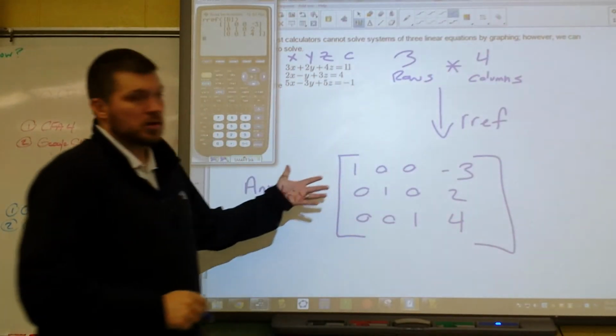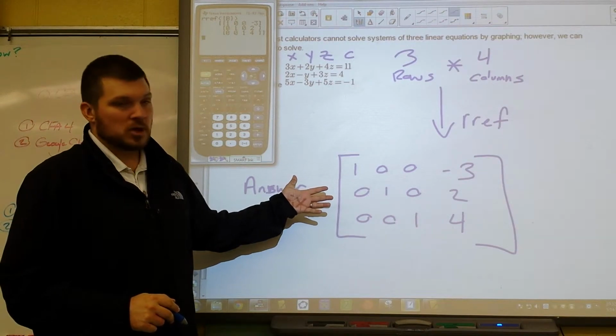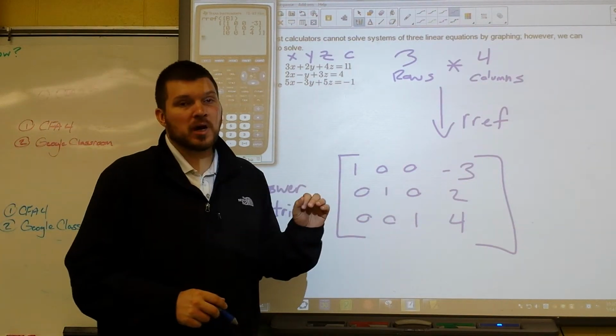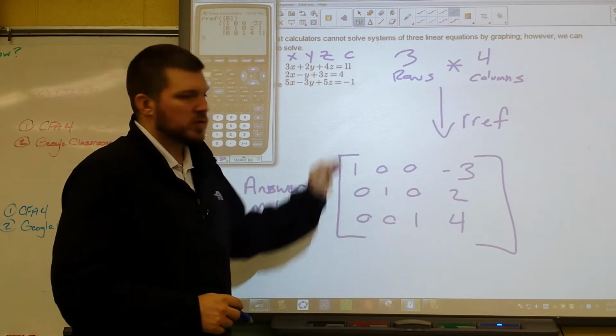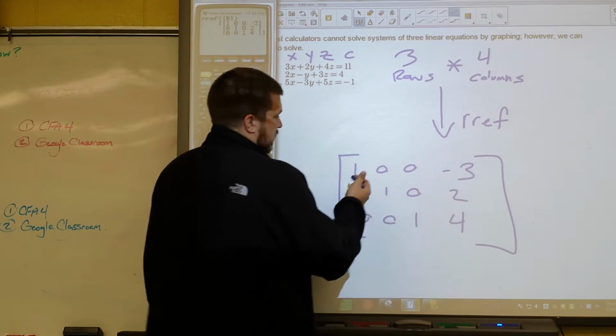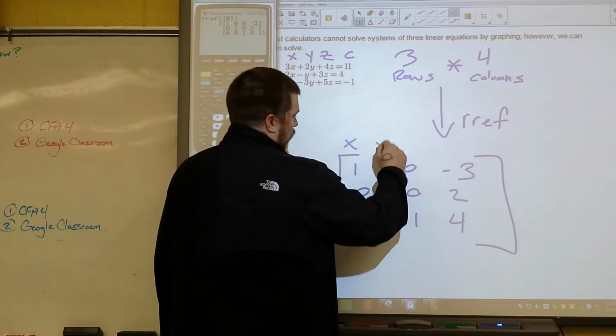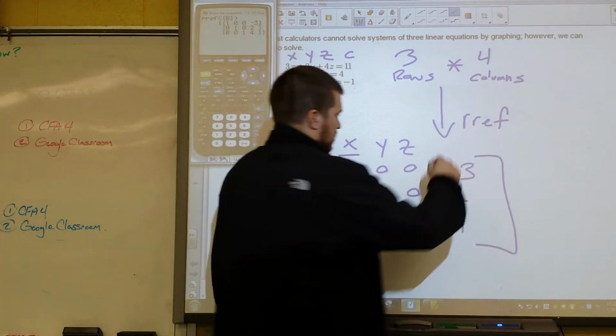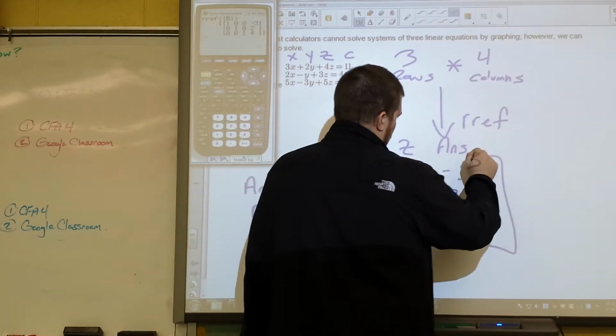Now, we had started off with 3 equations, so we have 3 rows in our answer matrix. That kind of makes sense. We also had 4 columns in our original matrix, so we have 4 columns in our answer matrix. That makes sense. And the columns are kind of in the same order. We have X, Y, Z, but now our last column is the answers. I call it the answers.